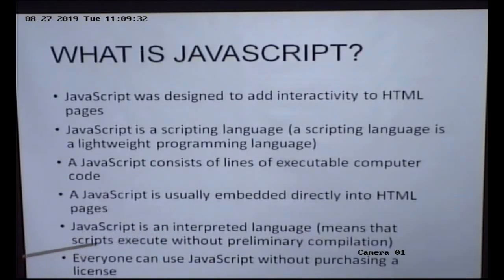Next, JavaScript is an interpreted language. That means the script can execute without preliminary compilation. So we need no compilation here. It is a script interpreter language, and each and every line of code is interpreted in JavaScript.